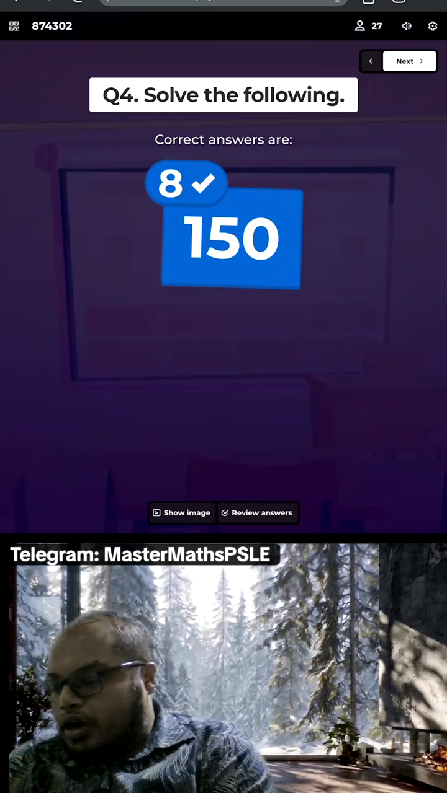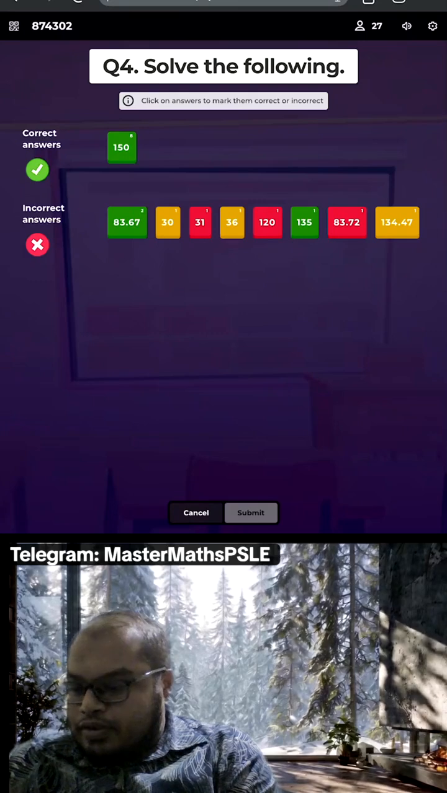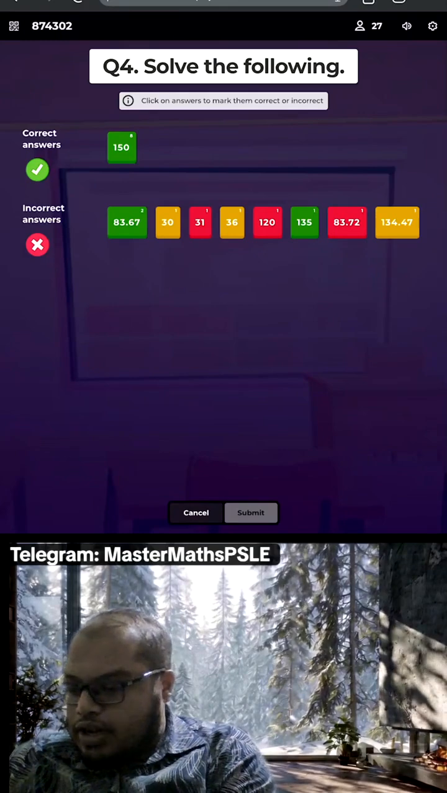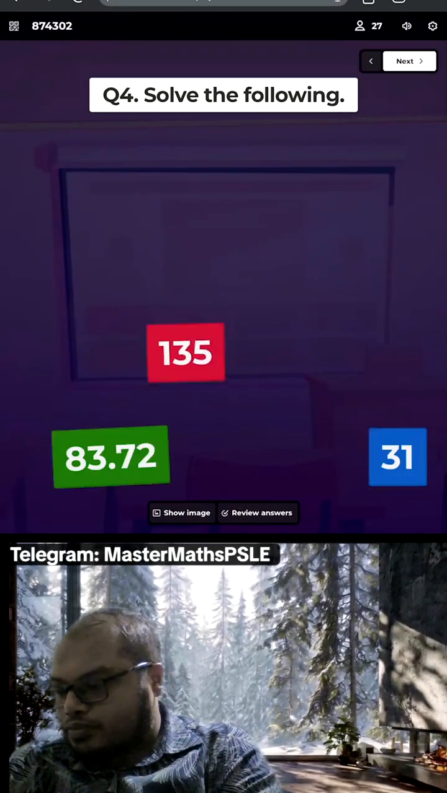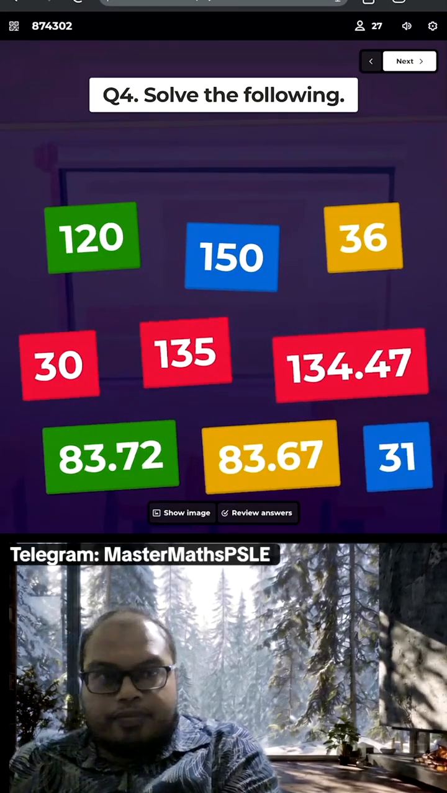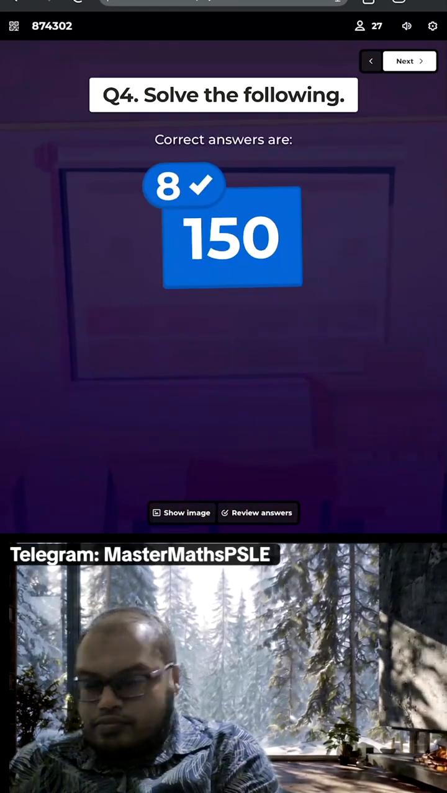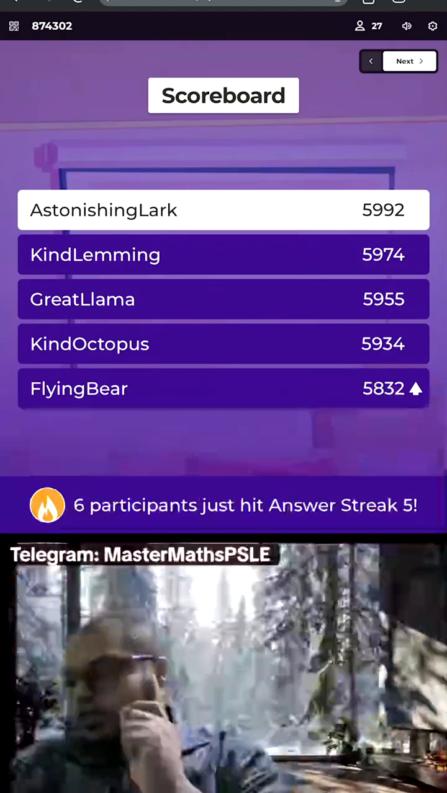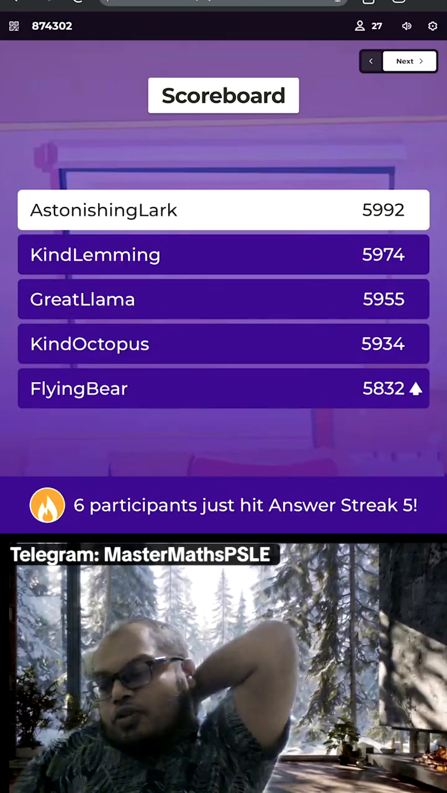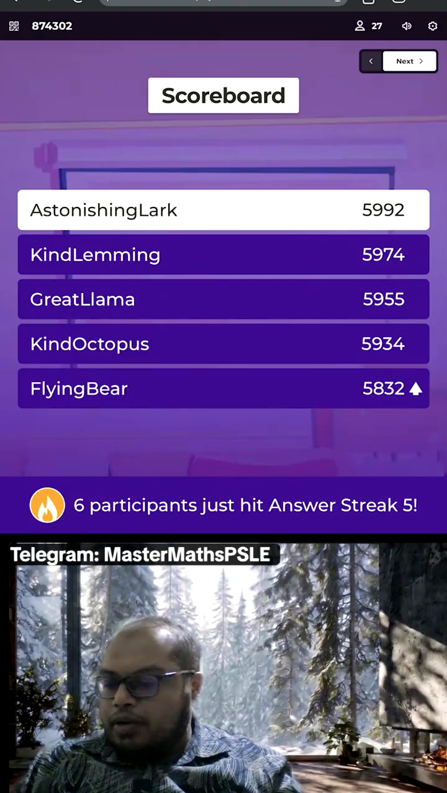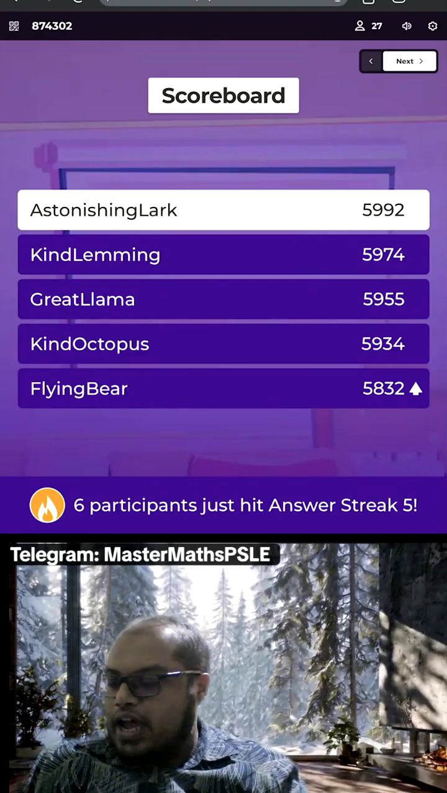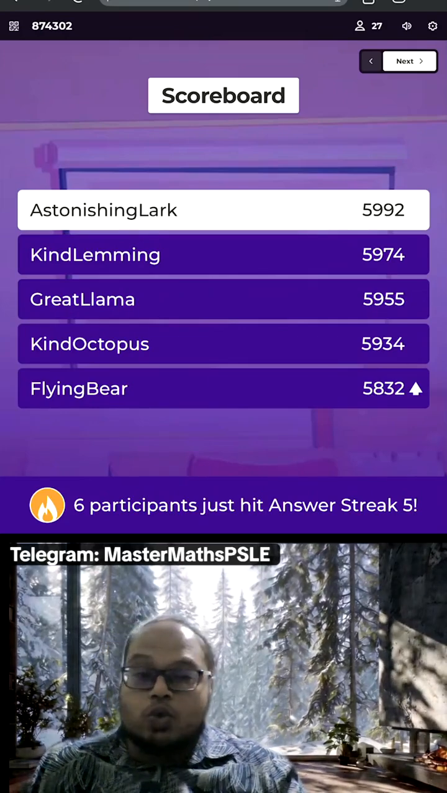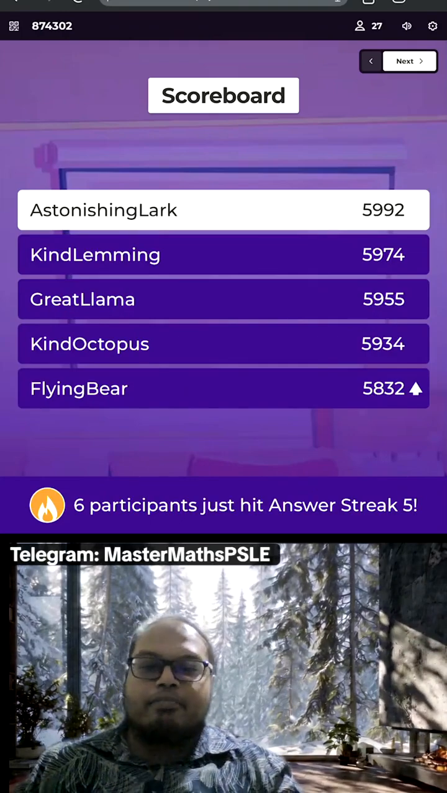on it. Let me see if there's anyone that has the same answer. Okay, now nobody else has the same. Astonishing luck. Again also still highest, very good. Still a few points behind is the kind lemming. We got the great llama still there, kind octopus, and now we got a new contender, flying bear. The bear can fly. Ooh.